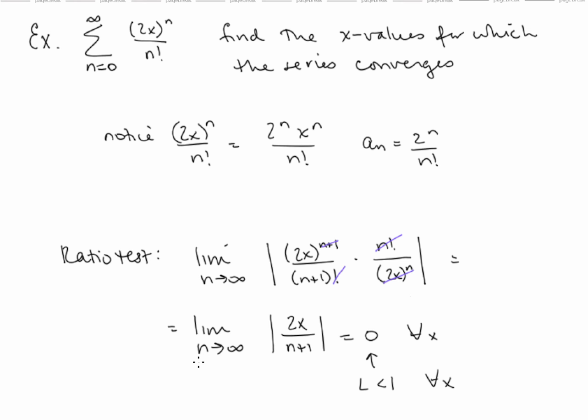Now, as n goes to infinity, this value goes to 0 for all x. Remember, this is our L value from the ratio test, and if it's less than 1, we know that we have convergence, absolute convergence. So what we found here is that for all x, we're getting absolute convergence.